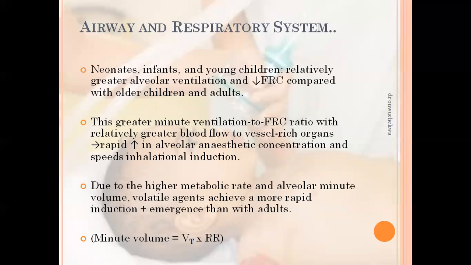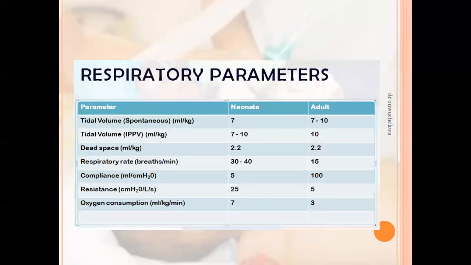This is due to high metabolic rate and alveolar minute ventilation. Volatile agents achieve a more rapid induction and emergence than with adults. Of course, we know that the minute ventilation or the minute volume is equal to the tidal volume times the respiratory rate. This table here tries to elaborate the different respiratory parameters comparing the neonate with the adult.